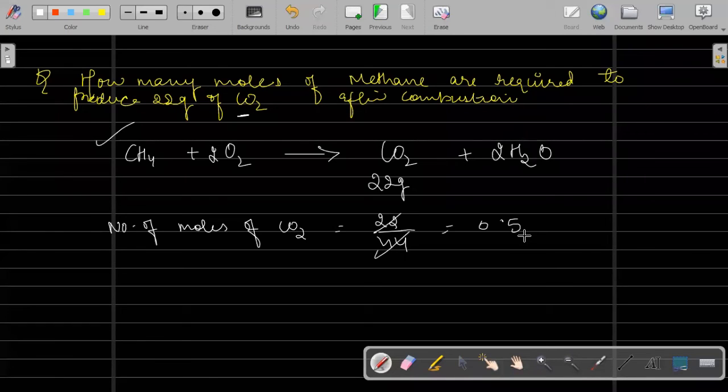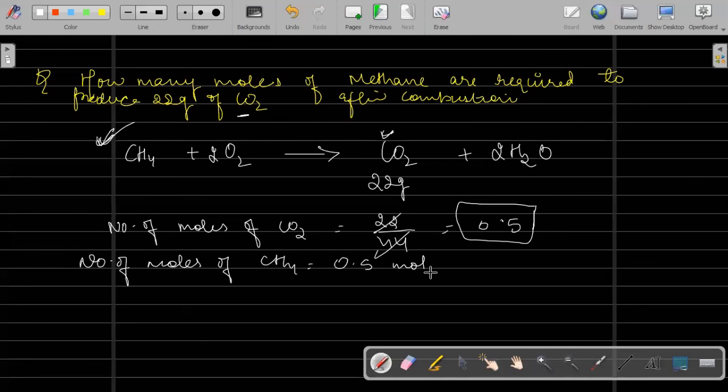So how many moles of methane react to give 0.5 moles of CO2? When 1 mole of methane reacts, it gives 1 mole of CO2. When 0.5 moles of CO2 forms, the same 0.5 mole of methane reacts. So the number of moles of methane is 0.5 moles. Is it clear? Yes, ma'am.